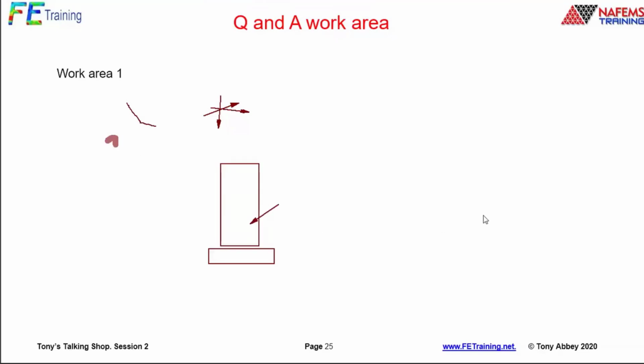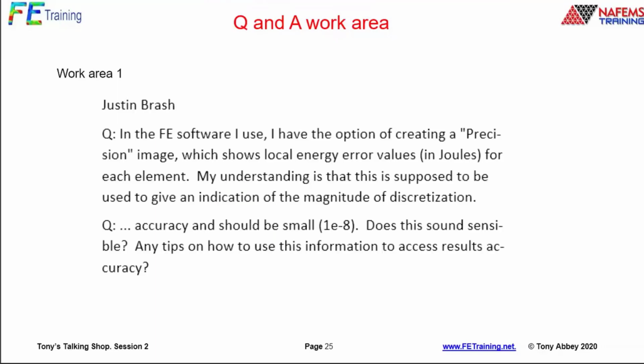Justin, I think this is a follow-on question. In the precision image, the accuracy should be small, 1e-8. Does this sound sensible? I'm going to pick that up and maybe do a little bit more research on that one, Justin. I've not actually used this precision approach, an energy-based distribution. I can see what you're saying now. So it's another way, perhaps, of looking for a number which would give us some criteria for the energy jumps. I'm not too familiar with that exact metric, but I'll do some research on that.